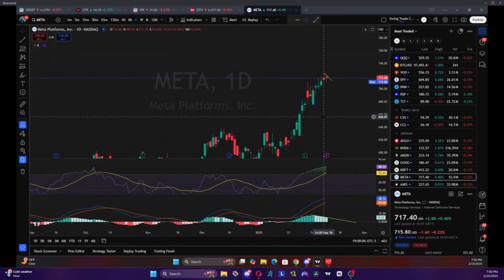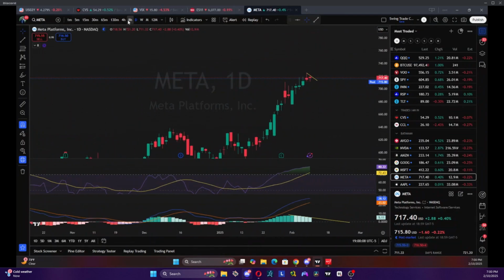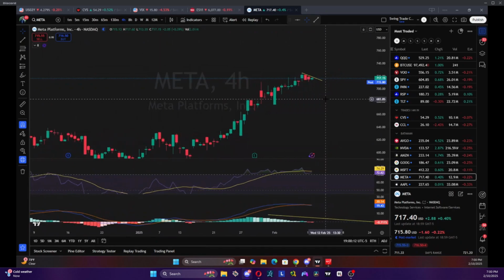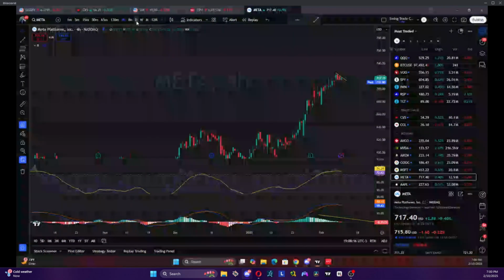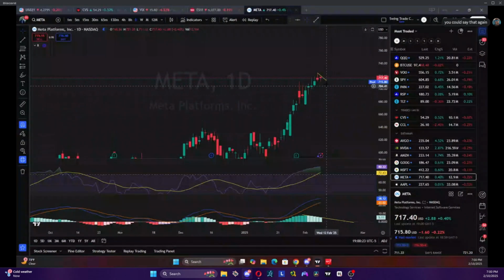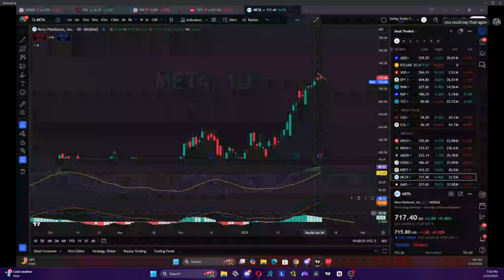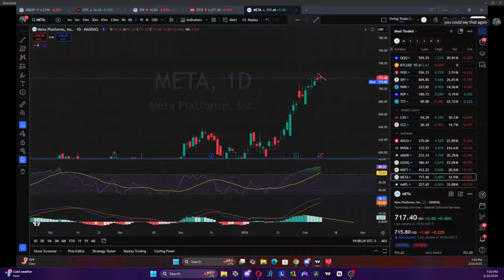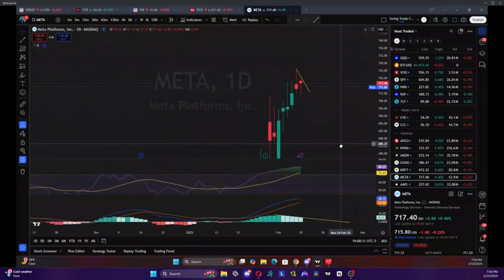Now, Meta is a unique animal, right? It's odd, like pandas. We don't know why they exist. What's their purpose, right? Other than looking cute. Meta can do whatever it wants. But for me, I personally wouldn't want to be long up here, much less when I'm starting to see the histogram lose momentum towards the bullish side. But again, what do I know?